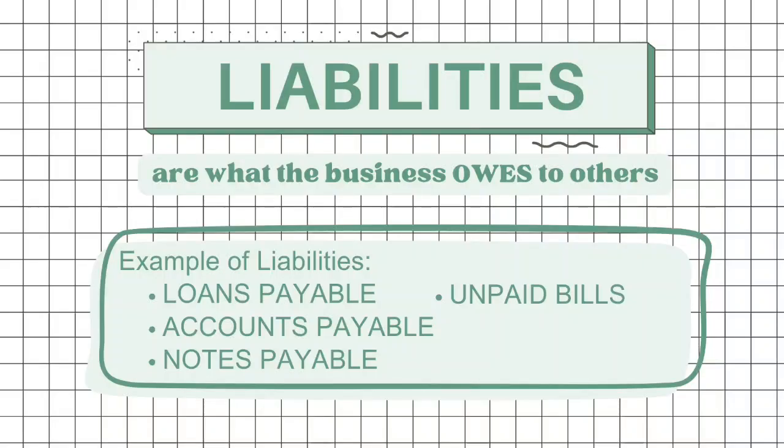Liabilities. Liabilities are what the business owes to others. These are responsibilities the business needs to pay in the future, like loans payable, accounts payable, notes payable, and unpaid bills.